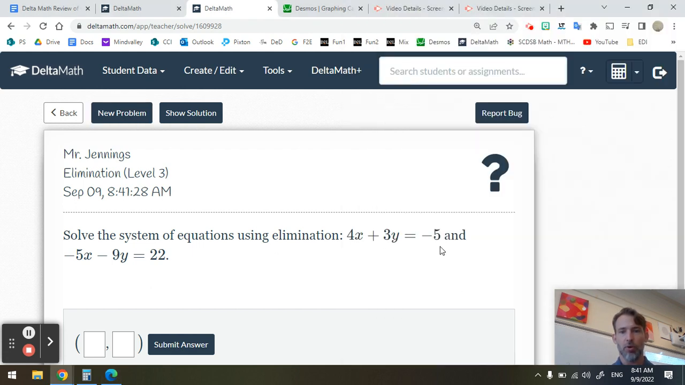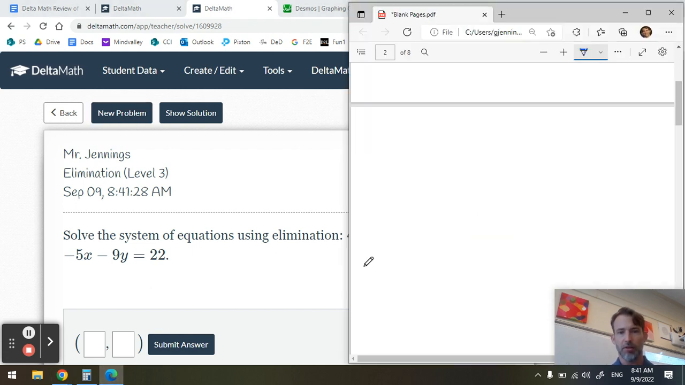They are 4x plus 3y equals negative 5. So let's copy that down. 4x plus 3y equals negative 5. And negative 5x minus 9y equals 22. In this case, I can't simply add one of the equations to the other equation to eliminate a variable because none of my coefficients are lining up and have an equal value.